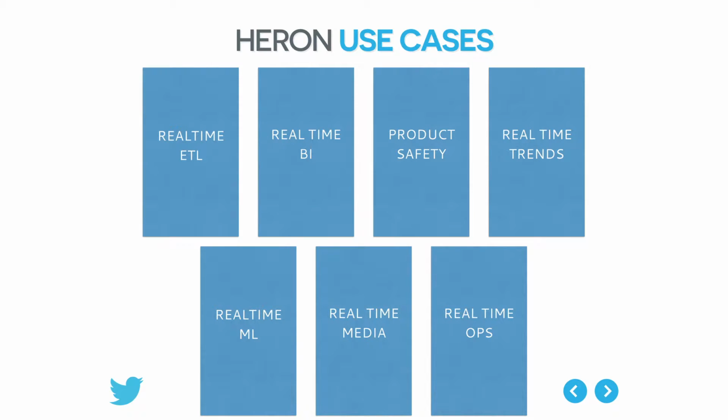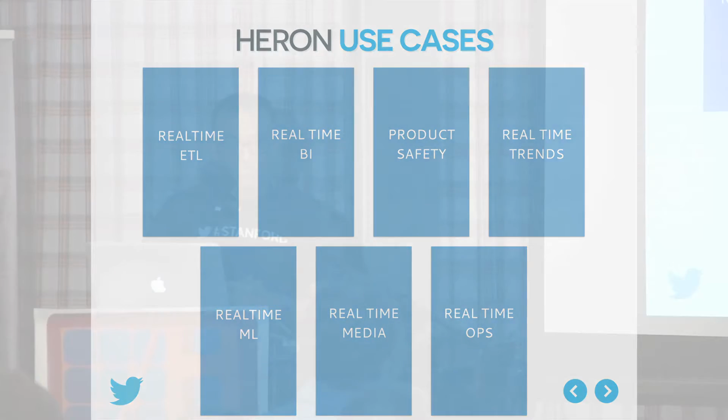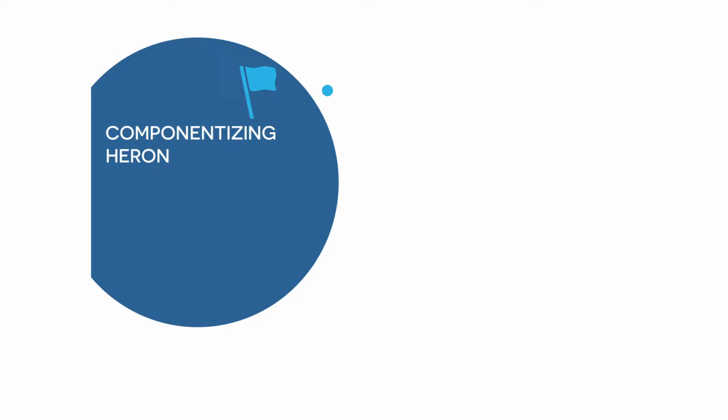Some of the use cases at a high level are real-time ETL, real-time BI, and product safety like fraud detection, spam detection, and various other things, computing real-time trends, and real-time ML in terms of model building and model enhancements. We also do some real-time media processing and real-time ops. Some of the operational data is continuously processed in order to spit out analytics, based on which decisions are quickly made. So these are some of the high-level use cases.